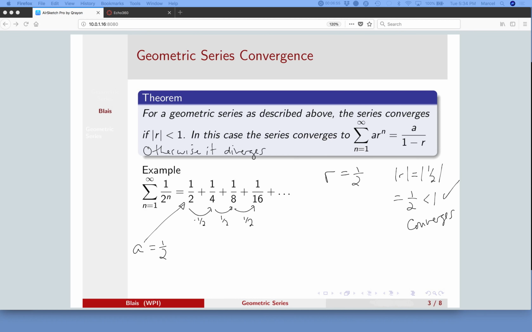So this series converges to a over 1 minus r, or 1/2 over 1 minus 1/2, or 1/2 over 1/2, or 1. So when we add up all the terms in this series, we get exactly 1.